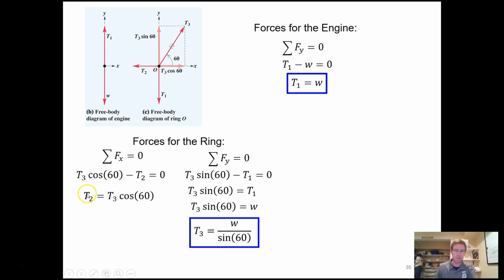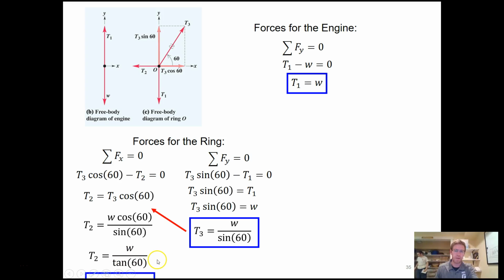All I need left is to solve for T2. Now that I know what T3 is equal to, I can just plug it in. Look at that, boy howdy. Plug it in and I get T2 equals W cosine 60 over sine 60. I could box that up and call it good. I'm going to reduce, since I know sine divided by cosine is tangent, this is the same as W divided by tangent of 60. So that too is box worthy.